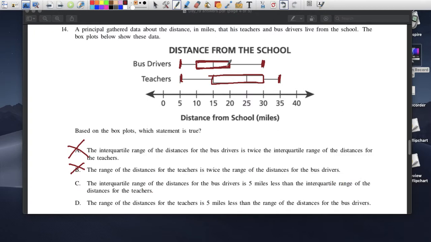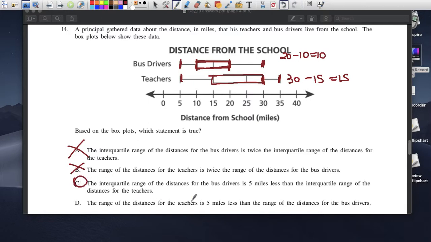Well, let's find out the interquartile range for the bus drivers. For the bus drivers it would be Q3, which is 20, minus Q1, so it's 20 minus 10, and that's going to give us 10. For the teachers, it's 30, right? Q3 minus 15, which equals 15. So this says that the IQR for the bus drivers is 5 less than the teachers. Well, that is true. The bus drivers are 10 and the teachers are 15, and that makes them 5 less. So far, this is good.